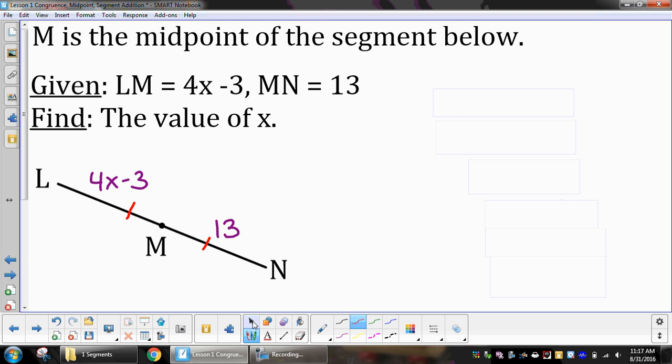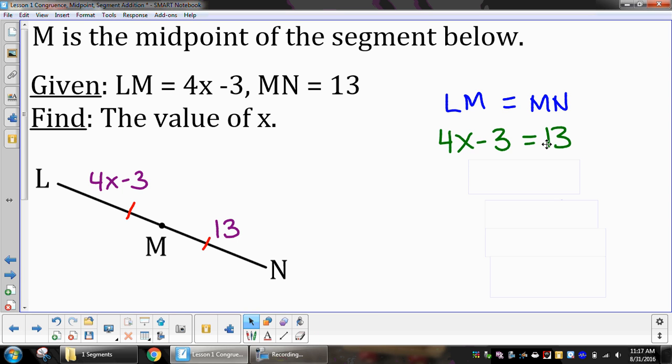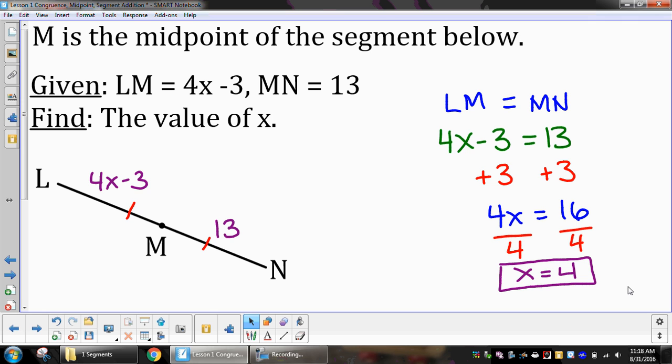LM and MN are congruent, so that means their lengths are equal. So I'll just plug in the length of LM and the length of MN, and I can go ahead and do some algebra. And I can get that the value of x is 4.